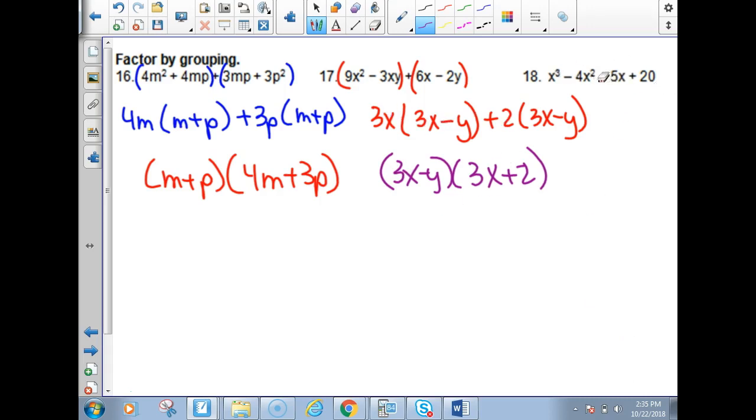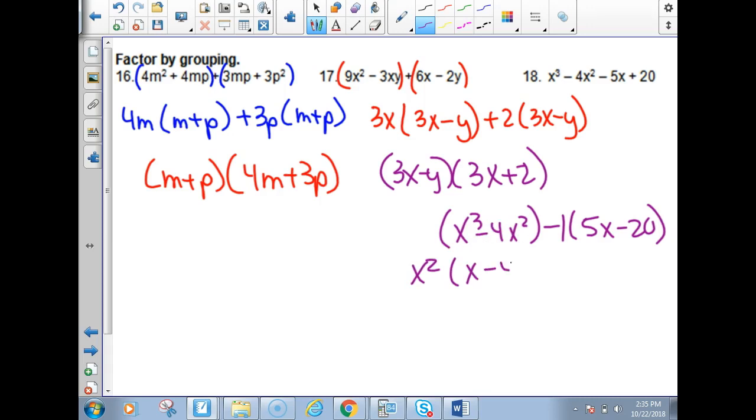This one you got to be careful with on 18, because if you put a parenthesis around these two, nothing changes. But if you put a parenthesis around 5x plus 20, you change the sign. So you have to change the sign of 20, because if you distribute the minus sign, you'll be back to what you started with. So there's a minus 1 out here. Now I'm going to factor what's in common, which is x squared. That'll be x minus 4 in parentheses. Here you have a 5 in common. So like I'm factoring out a minus 5.